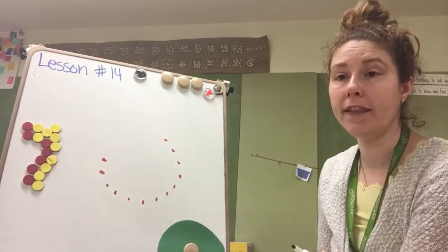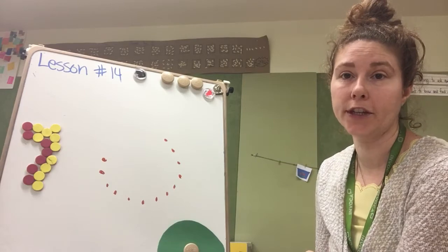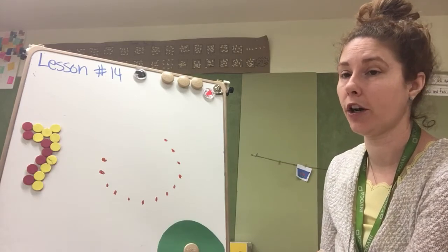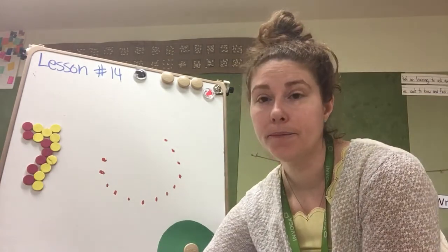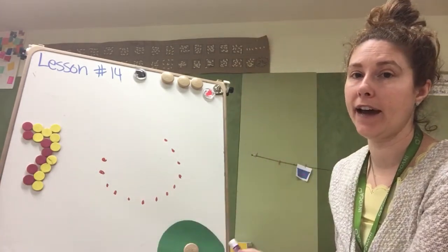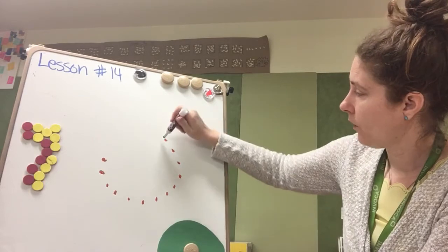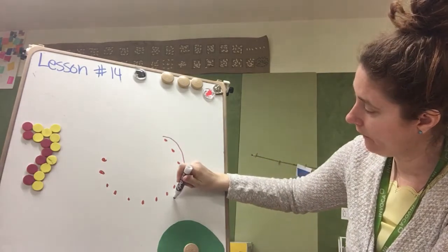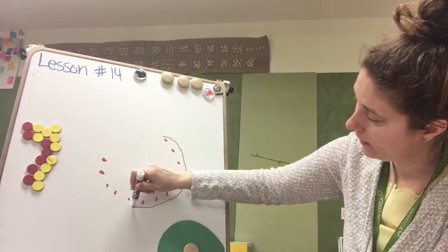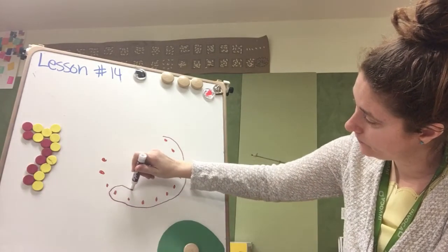So that's okay that I didn't finish the circle. I only had 13 dots. It wasn't enough to complete the circle. So now I want to circle my group of 10 and see how many I have after that. So 1, 2, 3, 4, 5, 6, 7, 8, 9, 10.